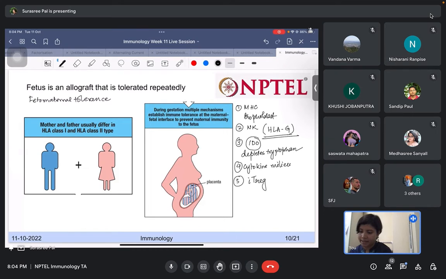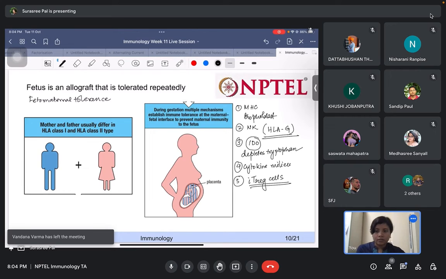What are these iTreg cells? These are induced Treg cells. What happens is that these induced Treg cells suppress any immune response against the fetus, right? So the cytokines as well as the iTreg cells help to suppress any particular immune response.